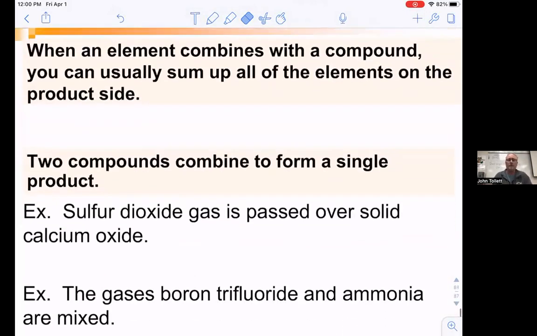When an element combines with a compound, you usually sum the elements on the product side. So usually you'll just kind of push them together. That's not always true. You have to kind of look at the rules, but a lot of times it is.